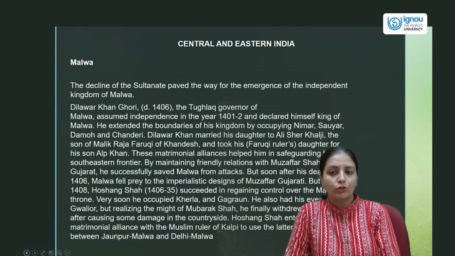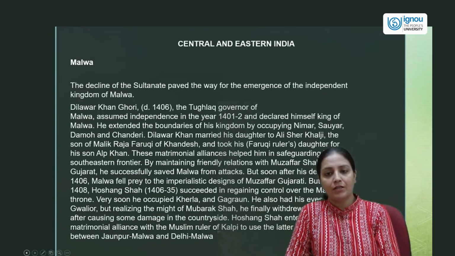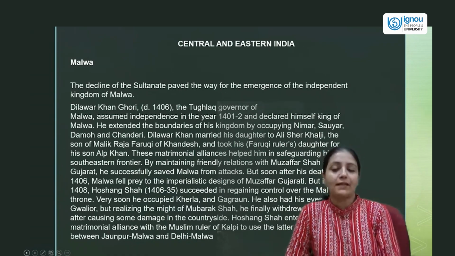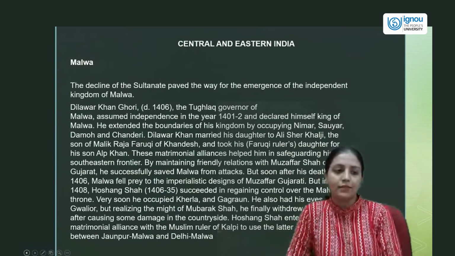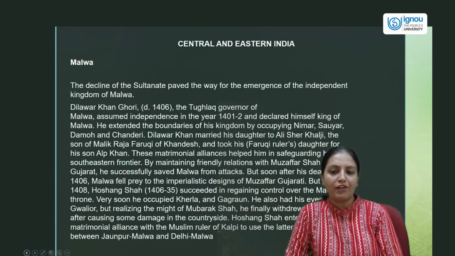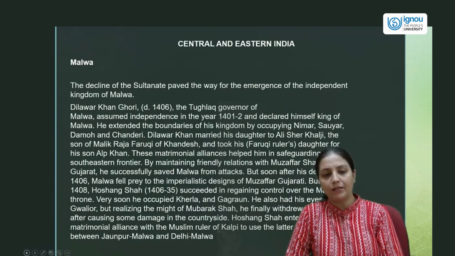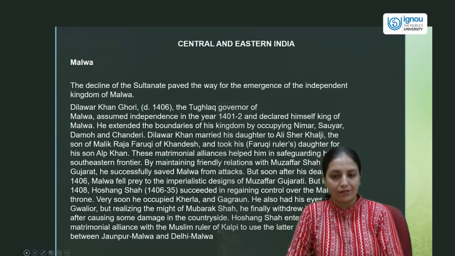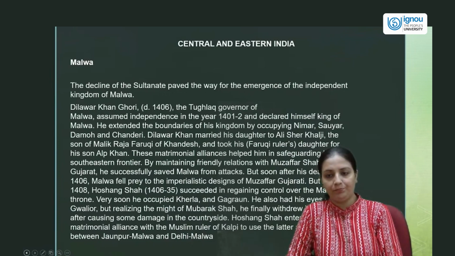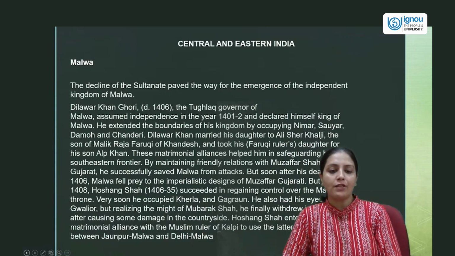Dilawar Khan married his daughter to Ali Sher Khalji, the son of Malik Raja Faruqi of Khandesh, and took his daughter for his son Ayub Khan. These matrimonial alliances helped in safeguarding his southeastern frontier. By maintaining friendly relations with Muzaffar Shah of Gujarat, he successfully saved Malwa from attacks. But soon after his death in 1406, Malwa fell prey to the imperialistic designs of Muzaffar Gujarati. But in 1408, Hushang Shah succeeded in regaining control over the Malwa throne.